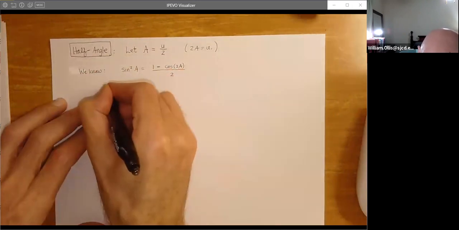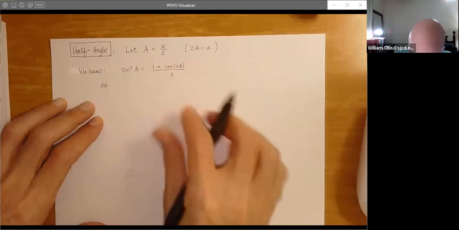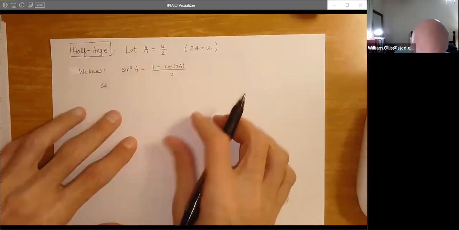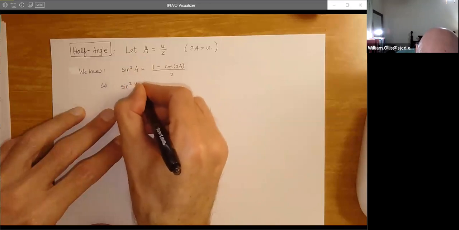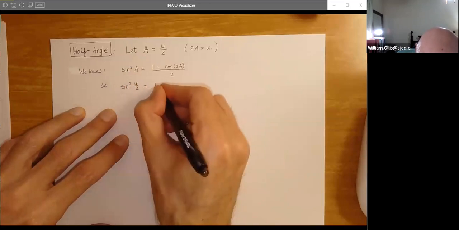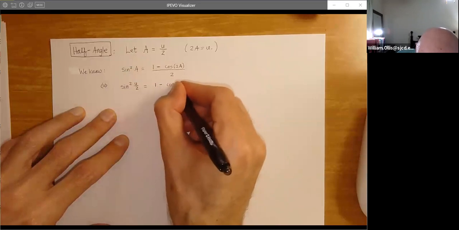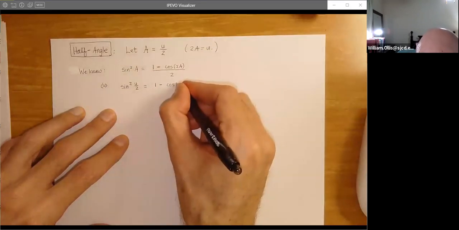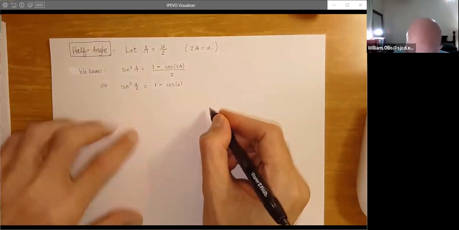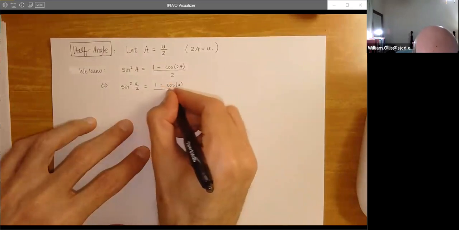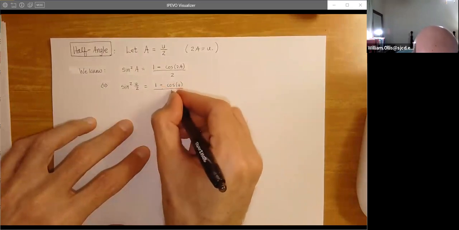So now we're going to do a transformation. We're going to replace A with U over 2. So sine squared of U over 2 equals 1 minus cosine. 2A is now U, so you can just do U if you want. I'll do it like that. The U over 2 is kind of clear that that's an argument, but let's just be clear that that U doesn't run into the S.